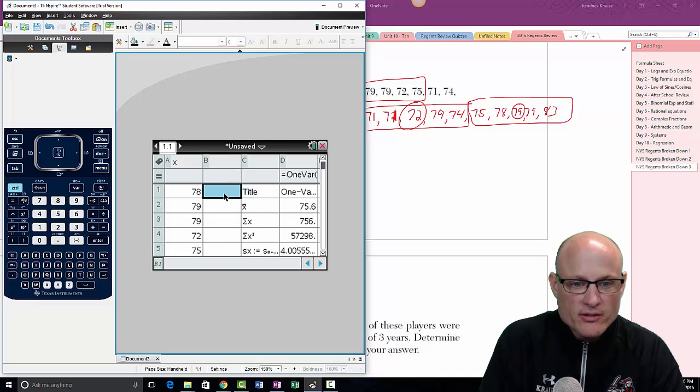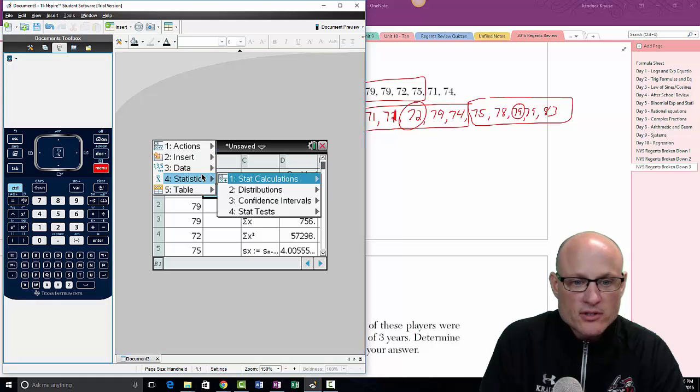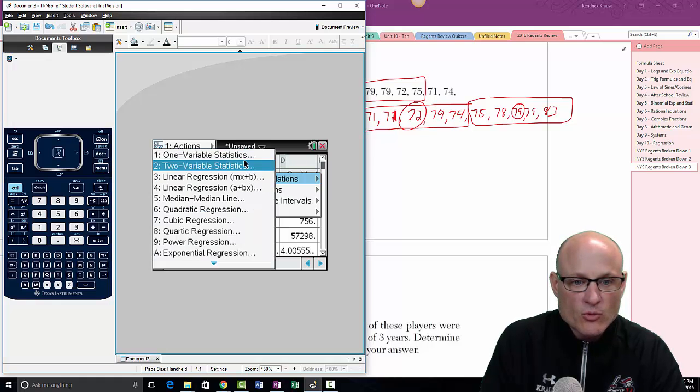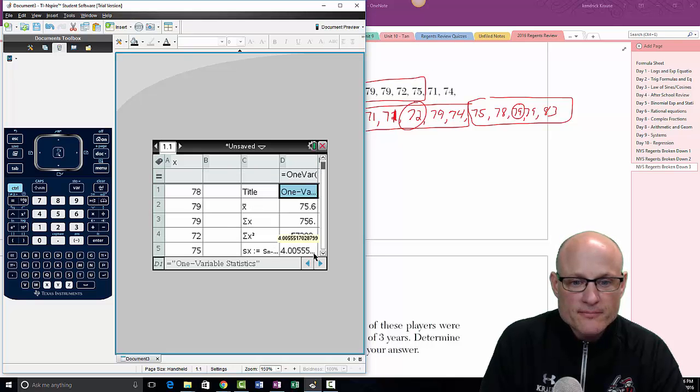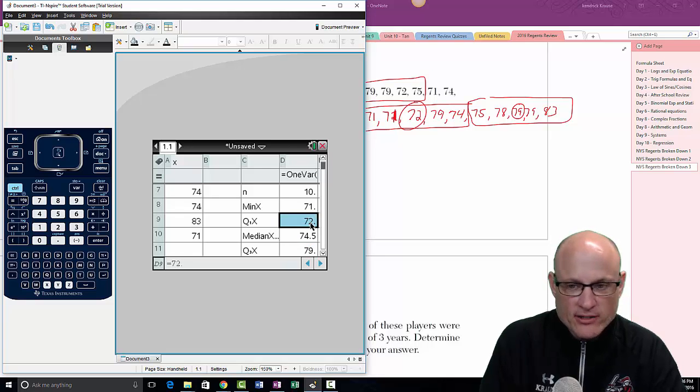I screwed something up. Let's try it again. Menu, statistics, stat calculations, one variable statistics, one list. We called it X. Click OK. Yes, it's okay. There it is. Oh yeah, there's my minimum. There's quartile 3. There's quartile 2, 72 and 79. I subtract those, I get 7.